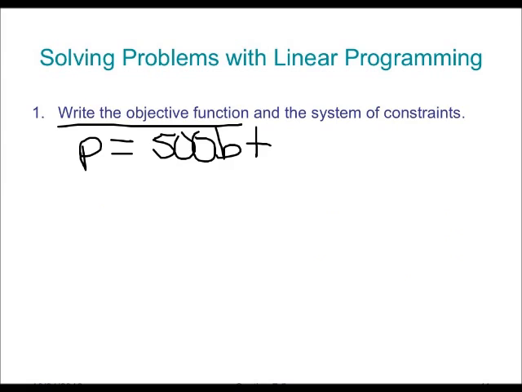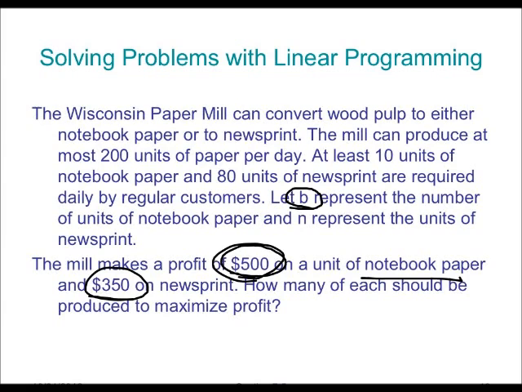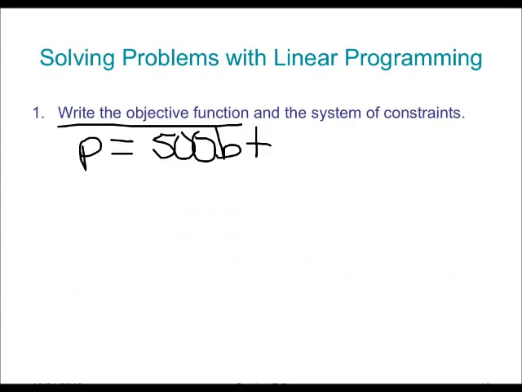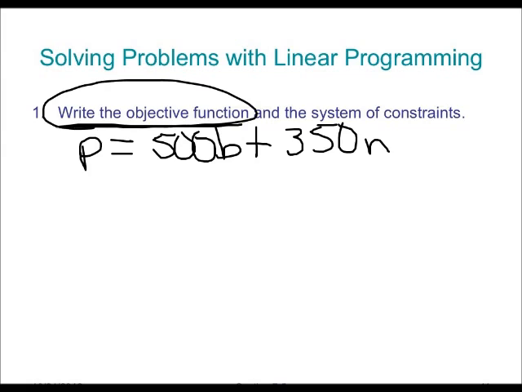I'm also going to sell newsprint, and I make a profit of $350 on newsprint. So that's $350 for every unit of newsprint. It's a rate. You take the 350 and multiply it times the variable, which is N. So 350 N. This is the objective function, or the profit function.